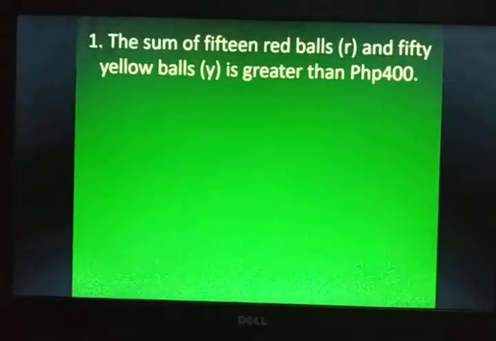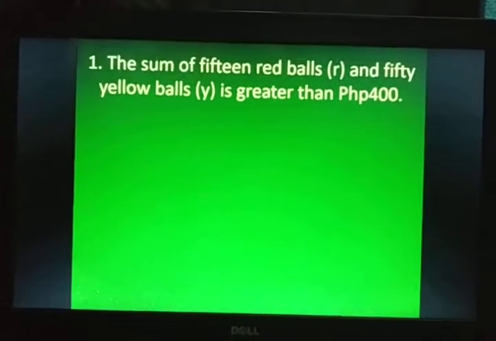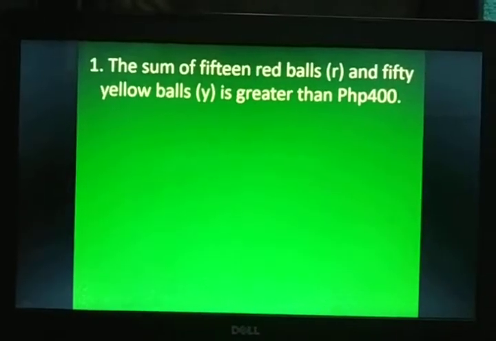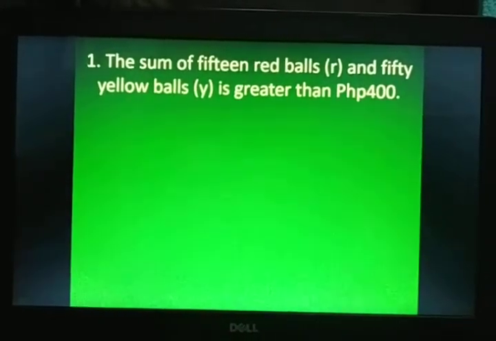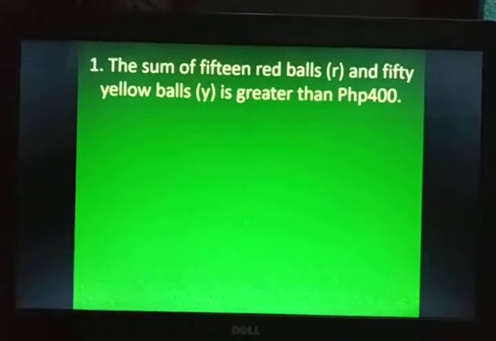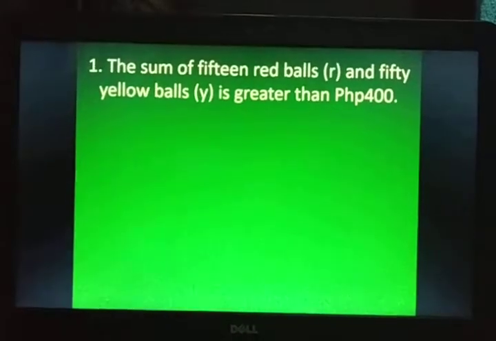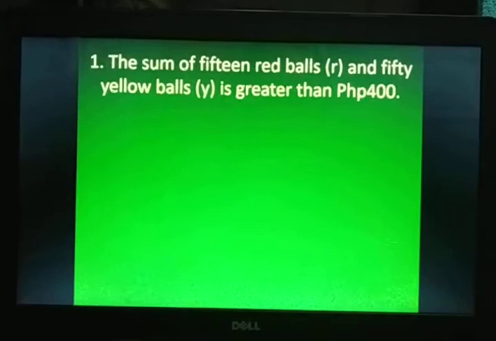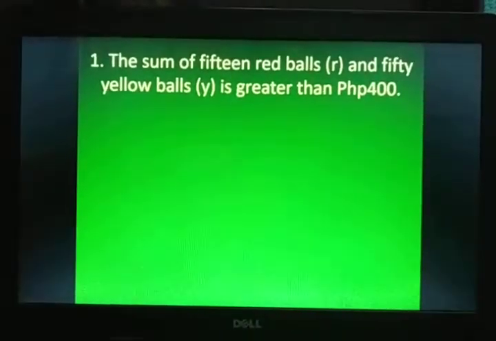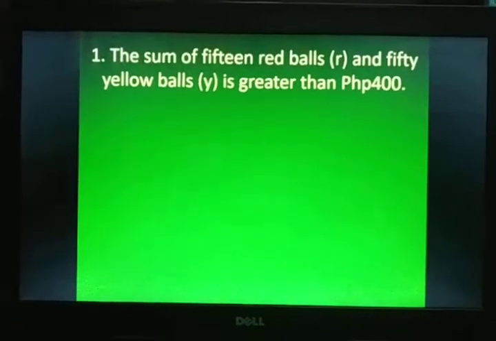Let us have some examples of interpreting these English statements and transforming them into mathematical statements using our linear inequalities. The sum of 15 red balls, which represents R, and 50 yellow balls, Y, is greater than 400 pesos. So how do we translate this into mathematical statements?